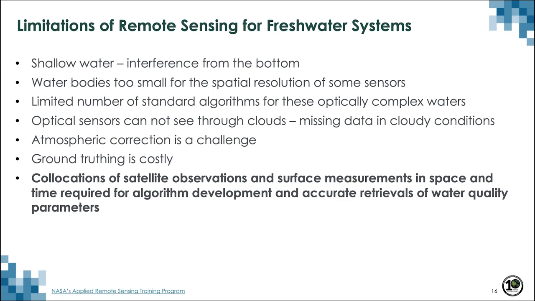Also, optical sensors cannot see through clouds, and so whenever there is cloudy condition, you cannot see the surface and you cannot get water quality information. Ground truthing is costly. There are not very frequent ground measurements for either algorithm development or for validation, but they are absolutely required. So co-locations of satellite observations and surface measurements, both in space and time, are required for algorithm development and for accurate retrievals of water quality parameters.